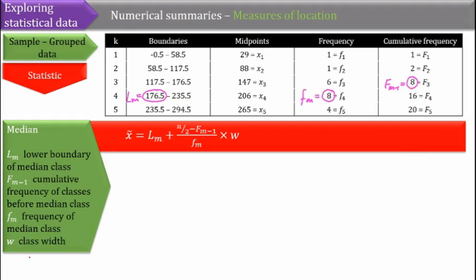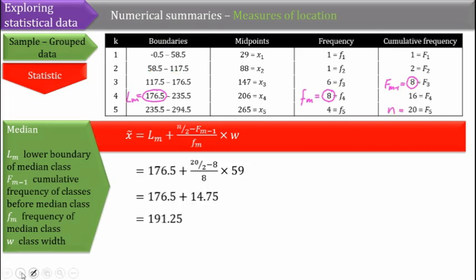And the last one will be the class width. Now that's easy enough. We simply take any upper boundary minus the lower boundary for that class. And we see that in this case, if I take 117.5 minus 58.5, that gives me 59. So now we just simply plug it in there and solve, and we get 191.25, which again is not the same as the median for the raw data, just like the average case.